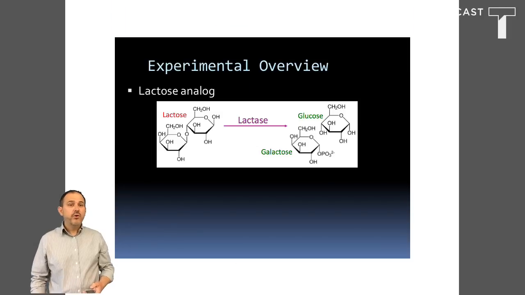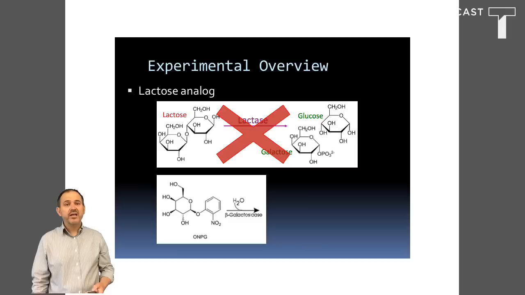So this lab is going to focus on the lactase enzyme, which, as I said, converts lactose into glucose and galactose. But we have a problem with this particular reaction, in that neither the reactant or the products absorb light in a wavelength that we can monitor. However, we have a solution. And that solution is a synthetic lactose analog substrate called OnpG.